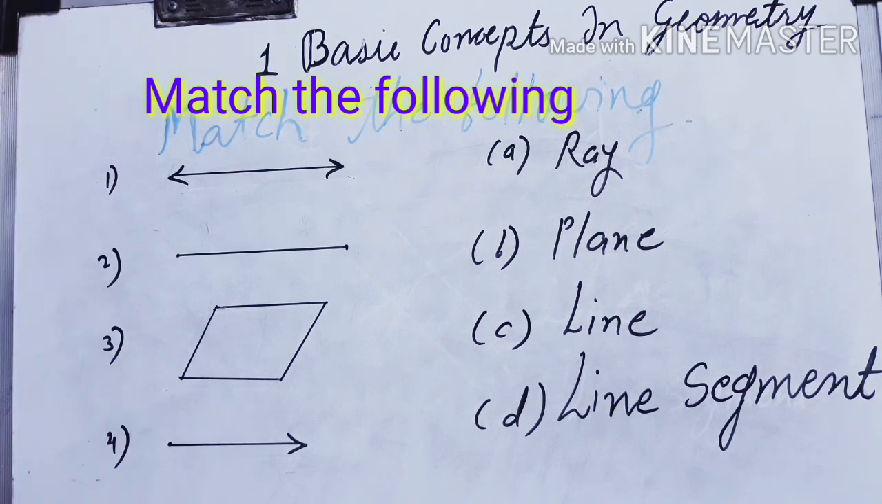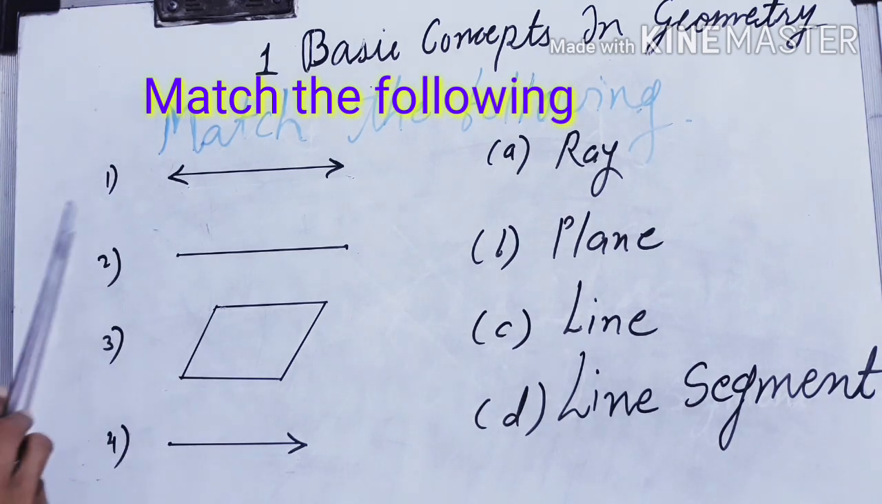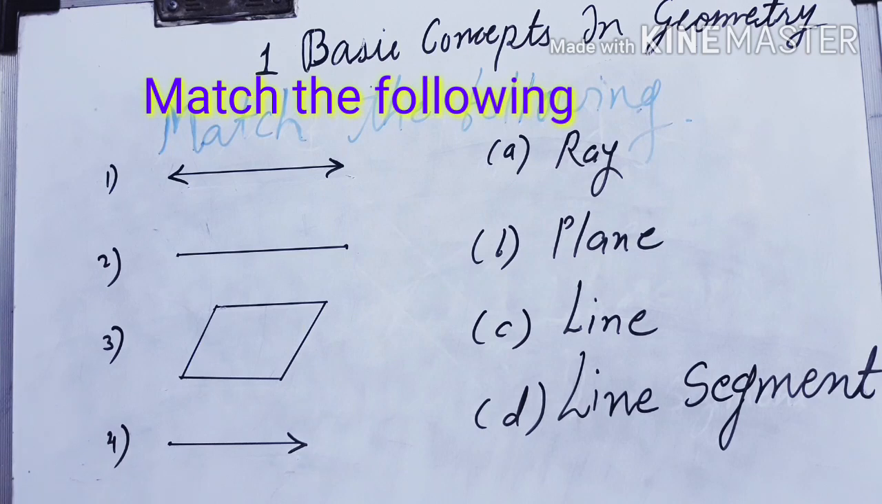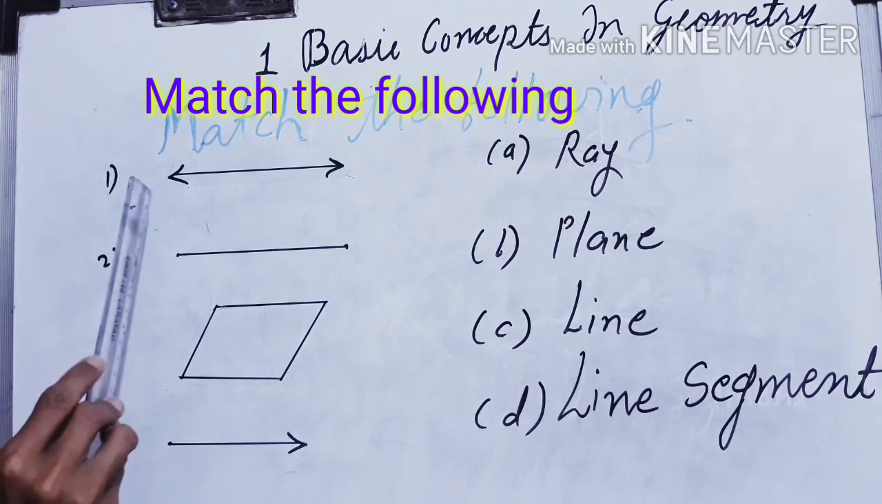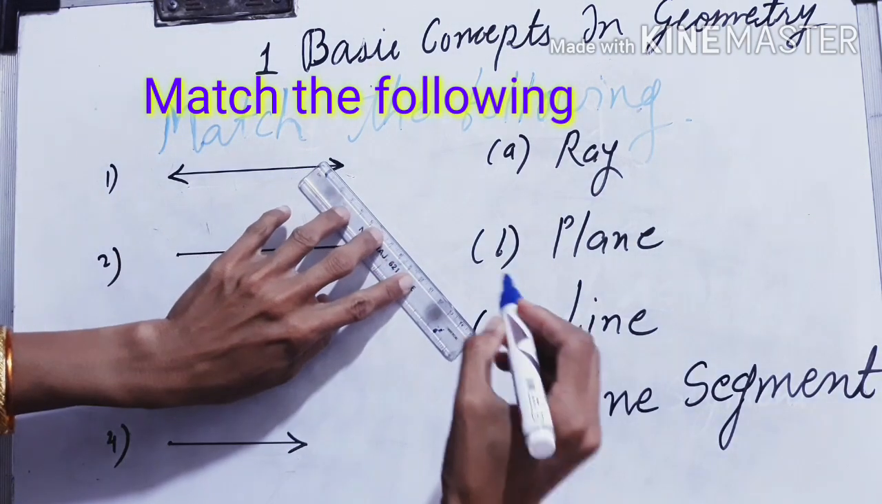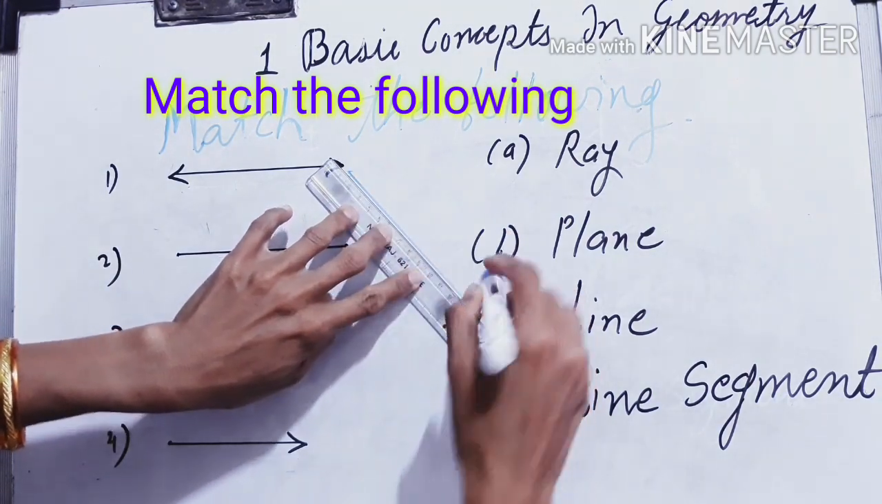Match the following. Some figures I have drawn here, and while teaching I had told you how to identify each figure. So now let's see this first figure. Here both sides arrows are there. That means this is the figure of which figure? Yes, this is the figure of a line because it shows arrows in both directions. So this is a line.